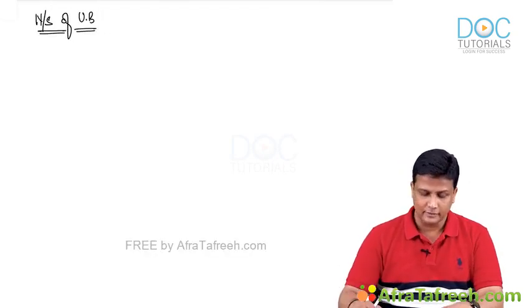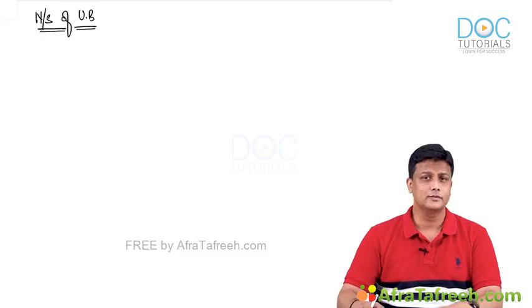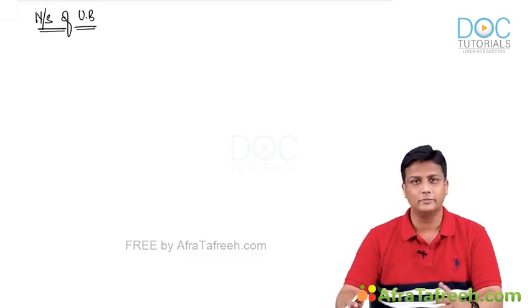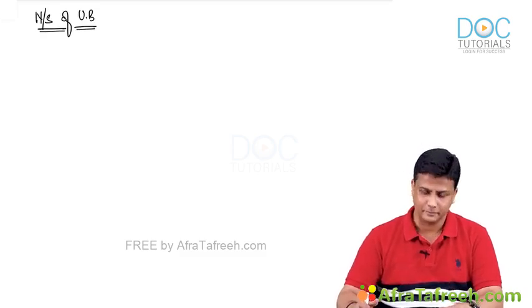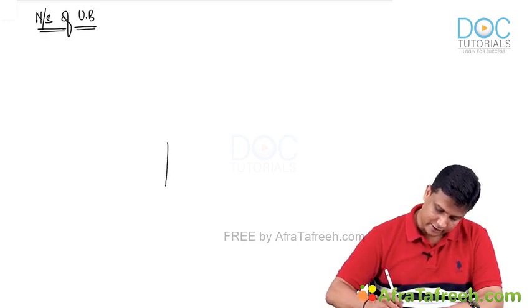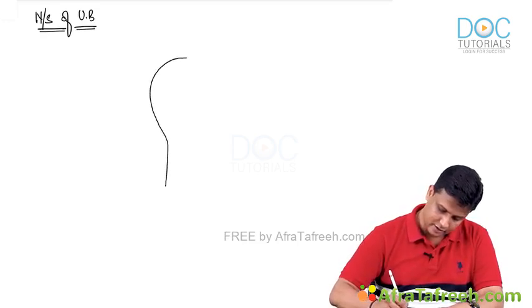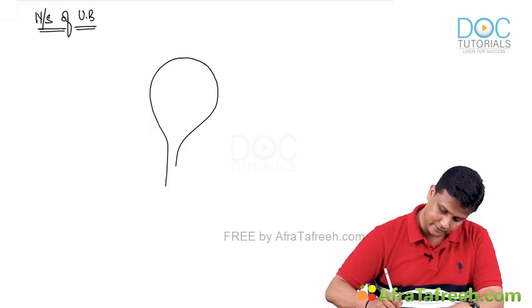Obviously, the urinary bladder will be under the control of your autonomic nervous system. So we have to see the sympathetic component and the parasympathetic component supplying it. Again, let us draw one schematic diagram here. Imagine this to be your urinary bladder here.